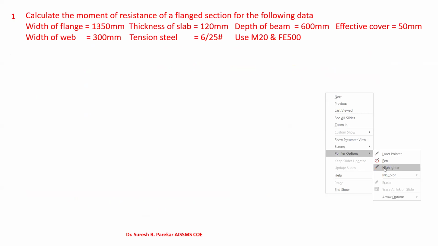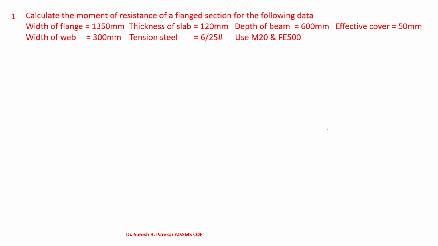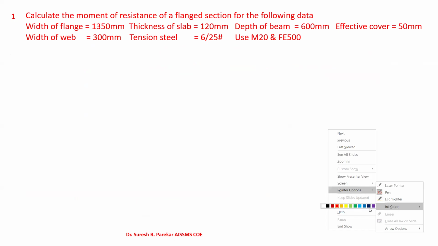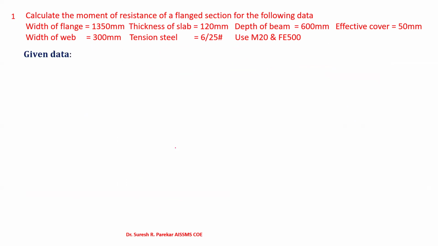Calculate the moment of resistance of the flange section for the following data. So we have this given data. We have BF 1350 mm. The thickness of slab we have 120. Then we have capital D 600, D dash 50, and BW 300 mm.